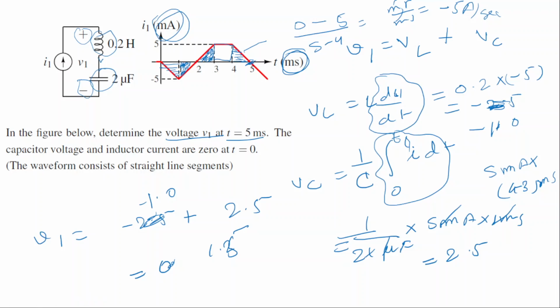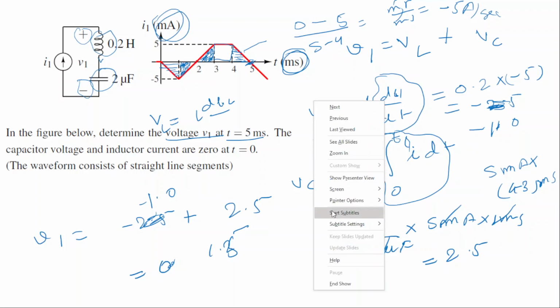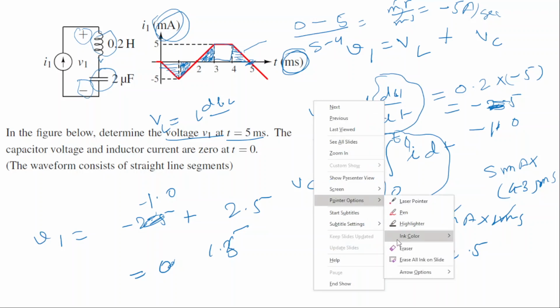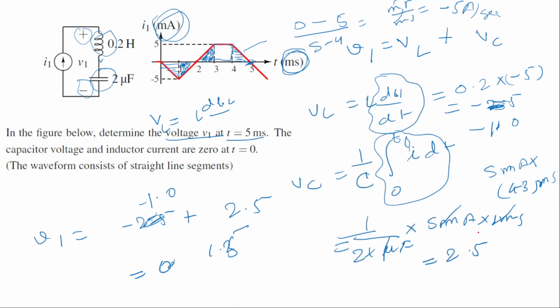Okay, explain VL once again. As we can see, VL is L di1 by dt. Let me take a different color. So this VL is L di1 by dt.